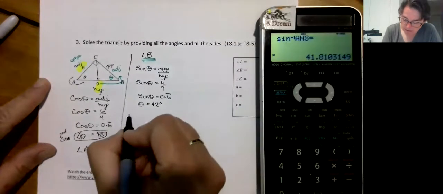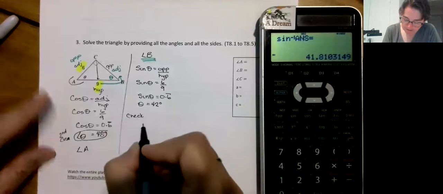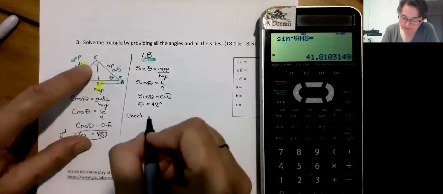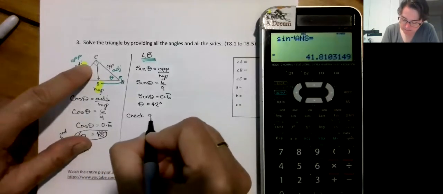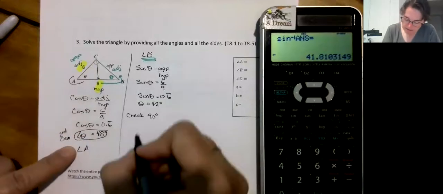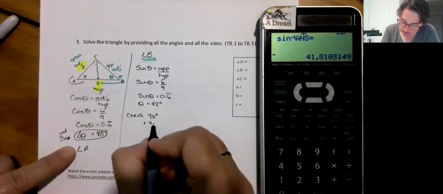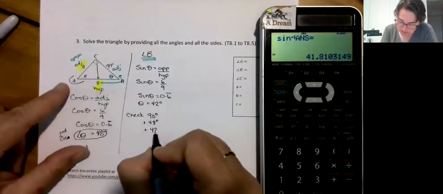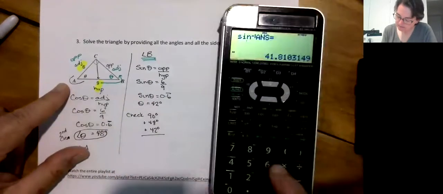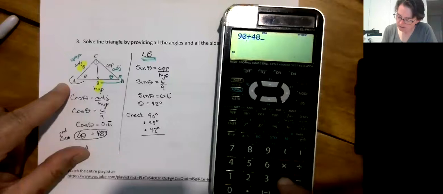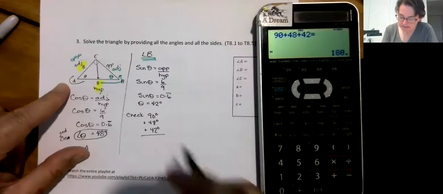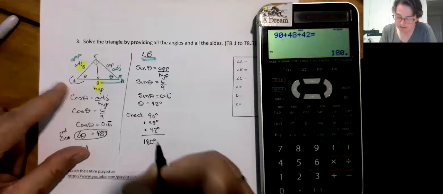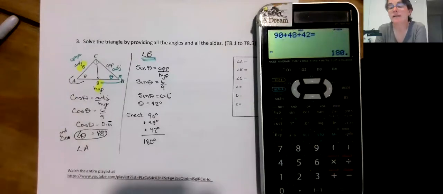Now we can do our check. We have angle C is 90 degrees plus angle A is 48 degrees plus angle B is 42 degrees. 90 plus 48 plus 42 is 180 degrees. See, when I do it this way, yes, of course, it's a little more work, but I'm going for practice here. But I can do a check and I know I'm right.